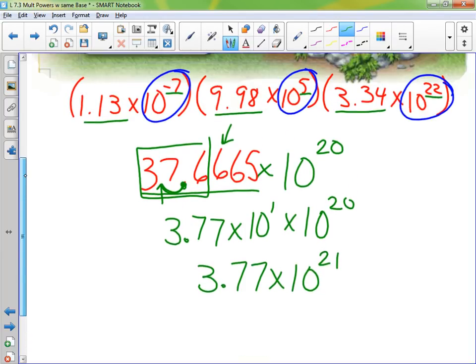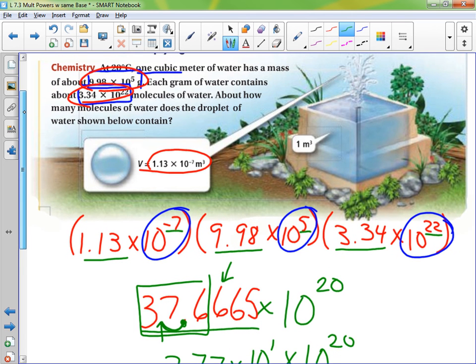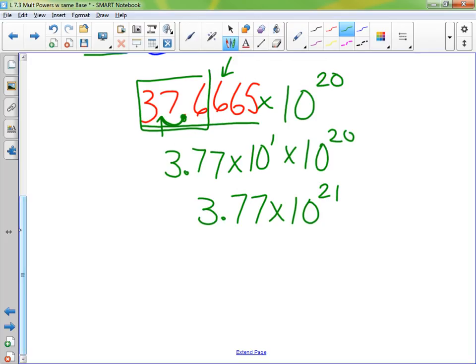And what is that? What am I looking for as my answer? Well, about how many molecules of water. So this is molecules.